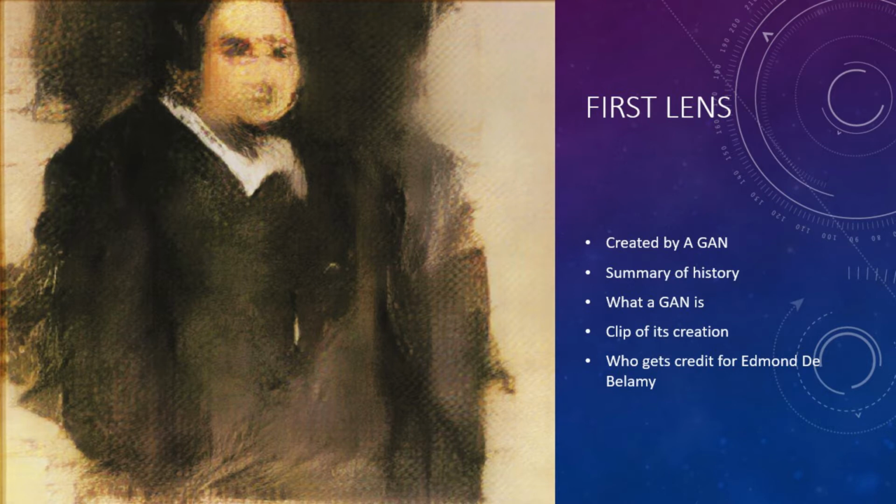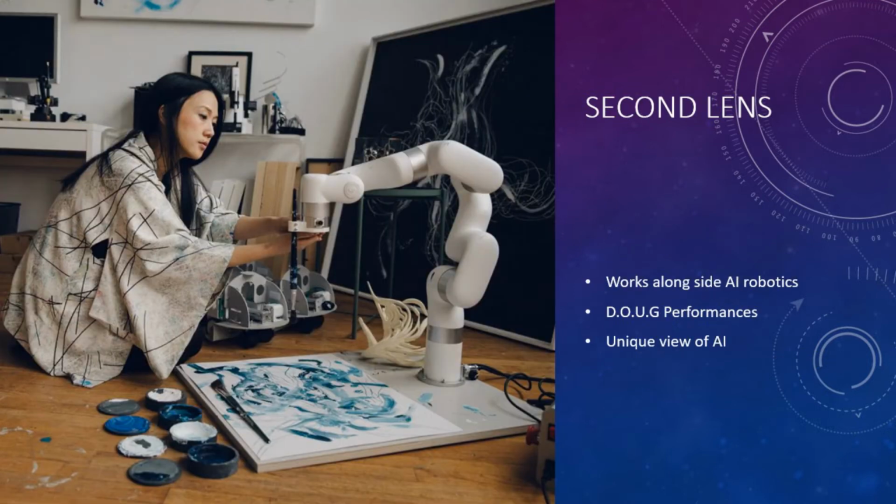The other lens will be through Sougwen Chung, a famous AI artist who works alongside AI robotics to create physical art. Here I will give a summary on her 3 Doug performances. I will also talk about her unique view and the role that she has with AI.